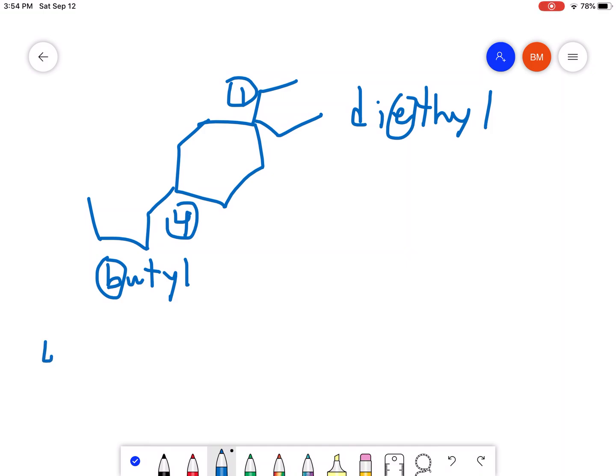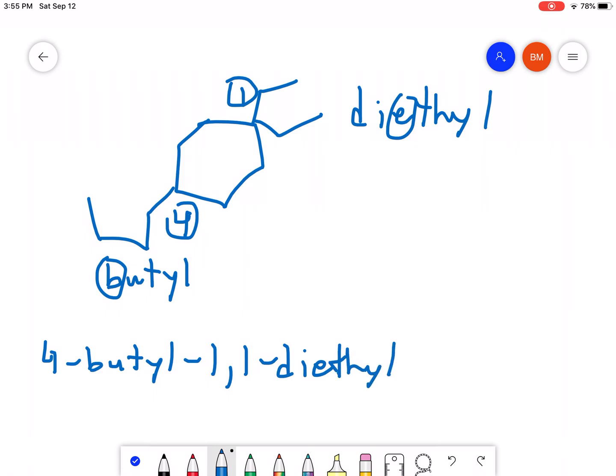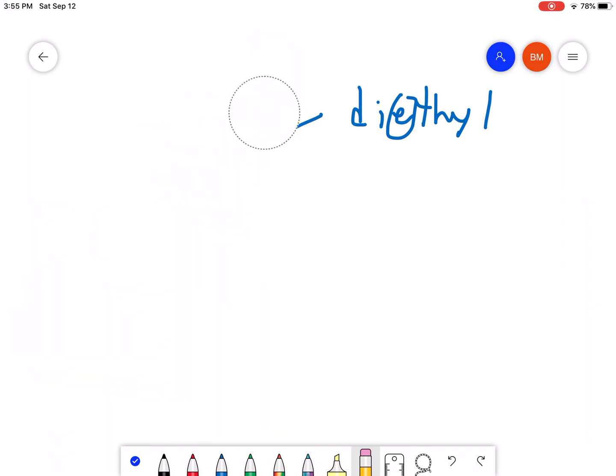So this is going to be 4-butyl-1,1-diethyl cyclohexane. All right. Okay. Hopefully those have helped you sort of at least get at the initial swing for doing this. Keep doing some practice on those. And let me know if you have any questions.